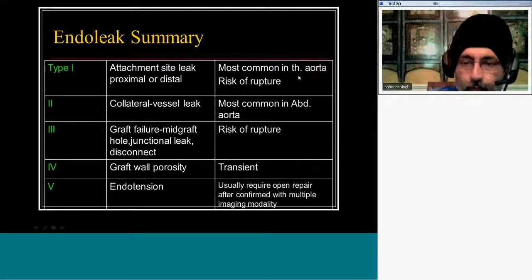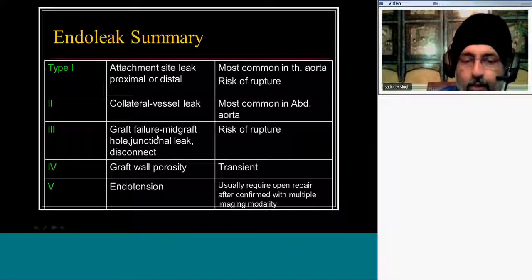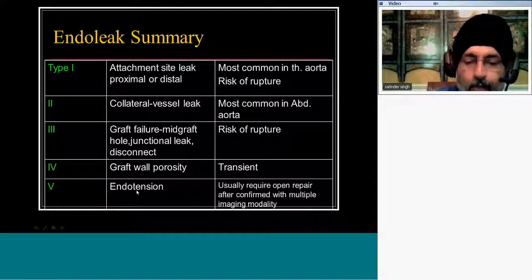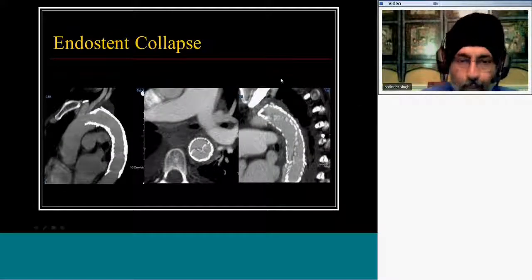Type 1 at the anastomotic sites, most common in the thoracic aorta, there is risk of rupture. Type 2 from the collateral vessels, more common in the abdominal aorta, can be easily treated or may be observed. Type 3, graft failure, usually due to structural problems, there is a risk of rupture, treated with overlapping stent graft. Type 4, graft wall porosity due to excessive anticoagulation, seen at the time of placement of the graft, and so a transient phenomenon that will go away once you treat the coagulation. Type 5 is endotension, usually requiring open surgical repair once it is confirmed that this is truly an endotension.